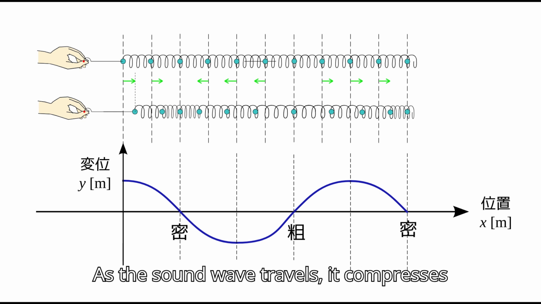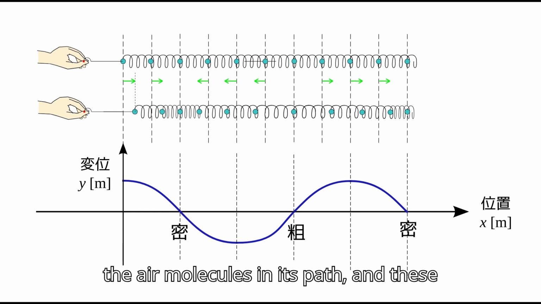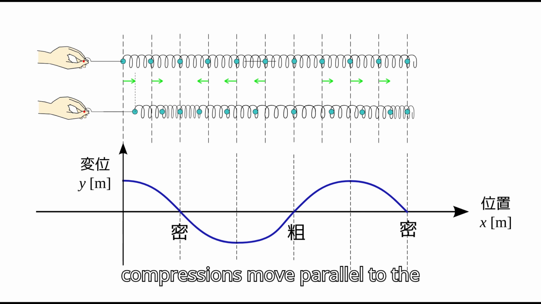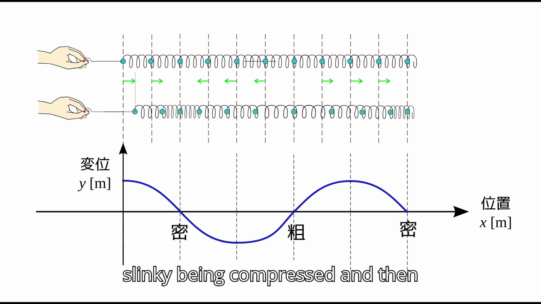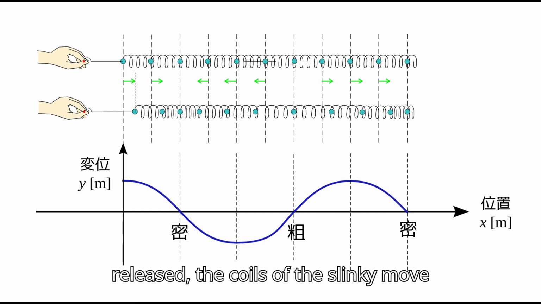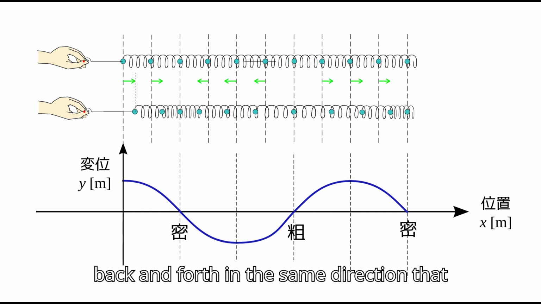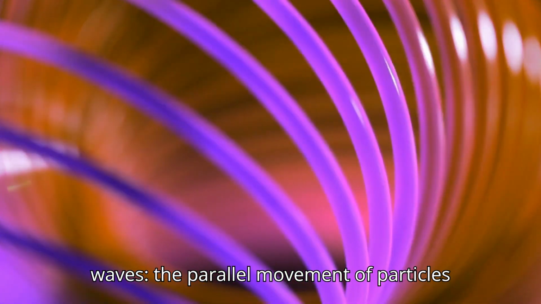As the sound wave travels, it compresses the air molecules in its path, and these compressions move parallel to the direction of the wave. If you think of a slinky being compressed and then released, the coils of the slinky move back and forth in the same direction that the wave is traveling. This is the defining characteristic of longitudinal waves, the parallel movement of particles relative to the wave's direction.